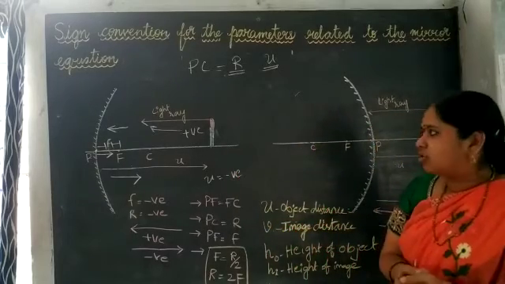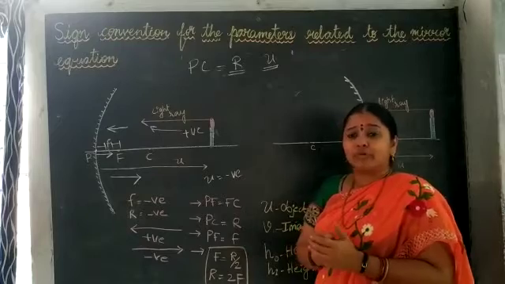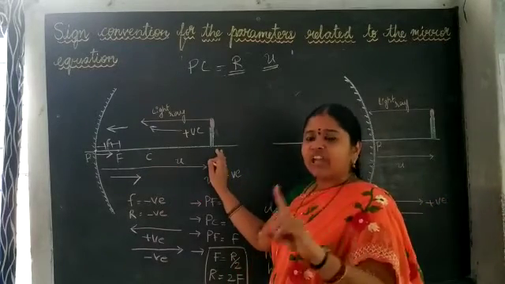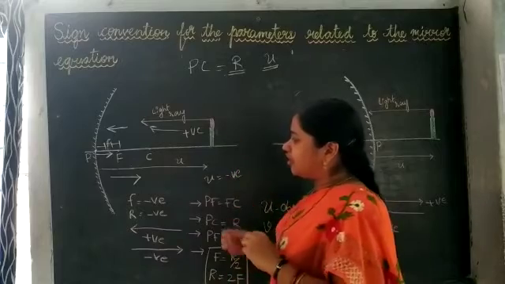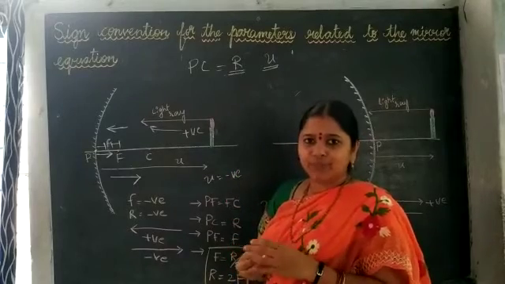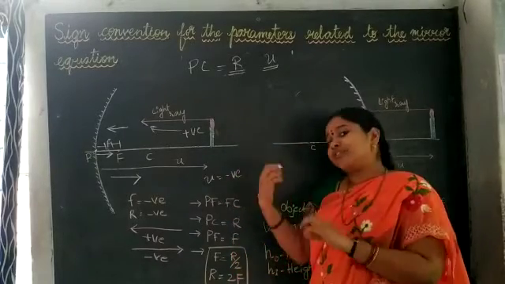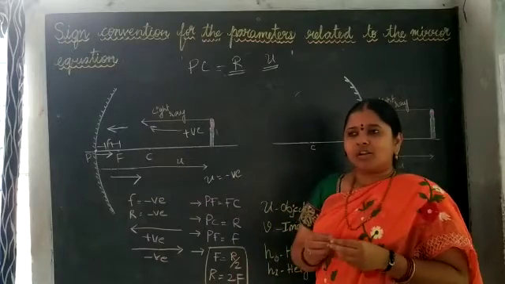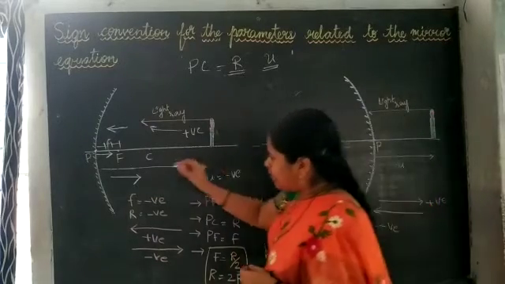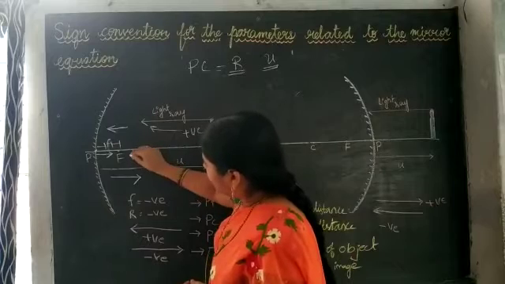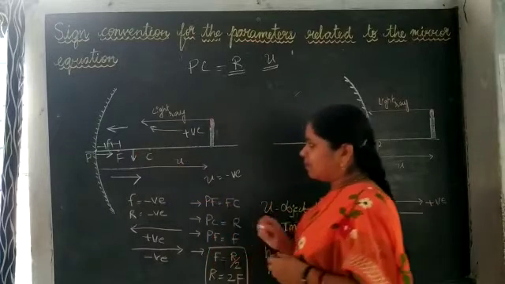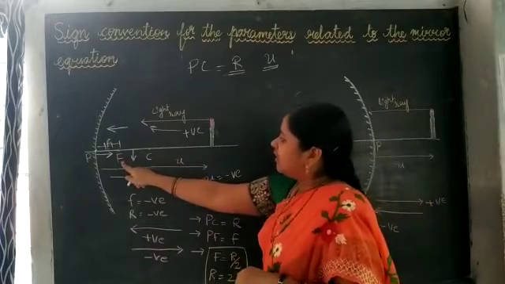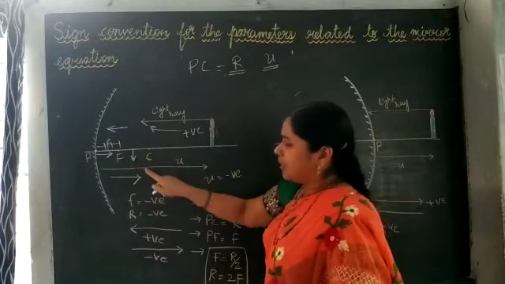Already you know, because I hope you practiced the ray diagrams a good number of times. If the object is beyond the center of curvature, where will we get the image? What is the position and nature, the characteristics of the image? Yes, the image is formed between F and C, inverted and real. So here we get the image between F and C.